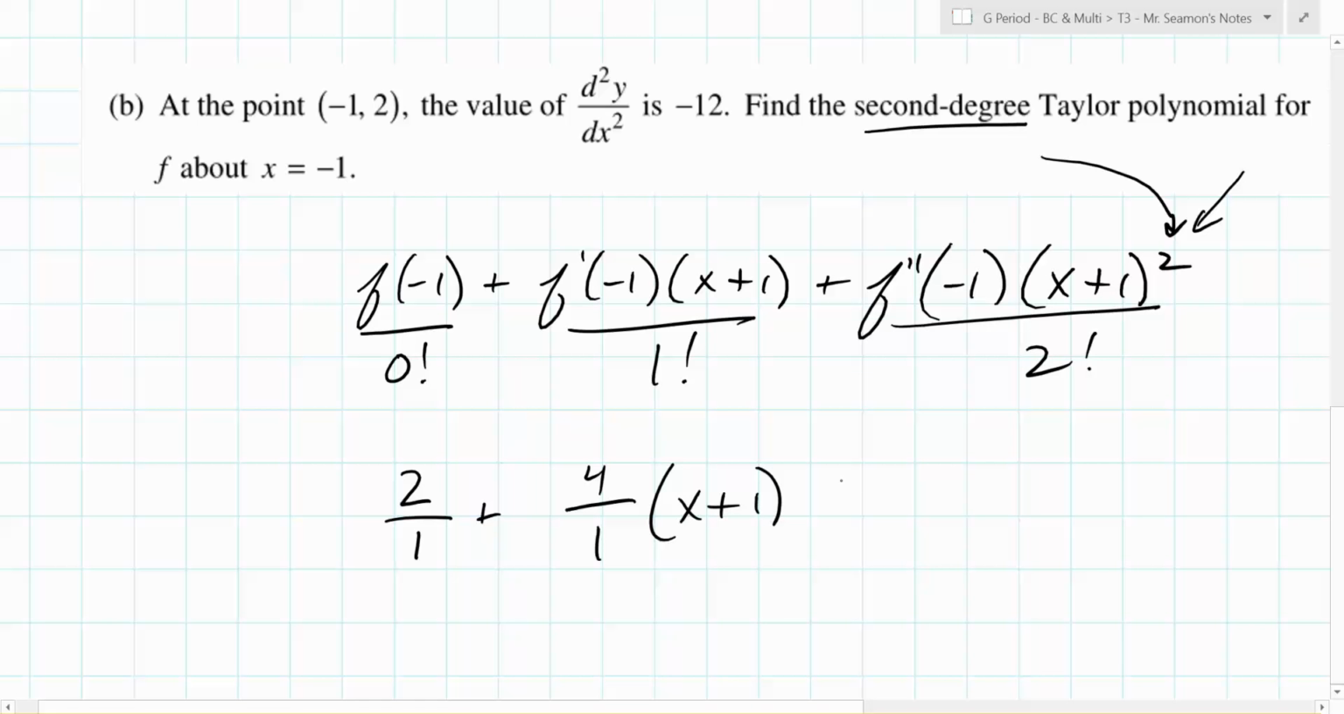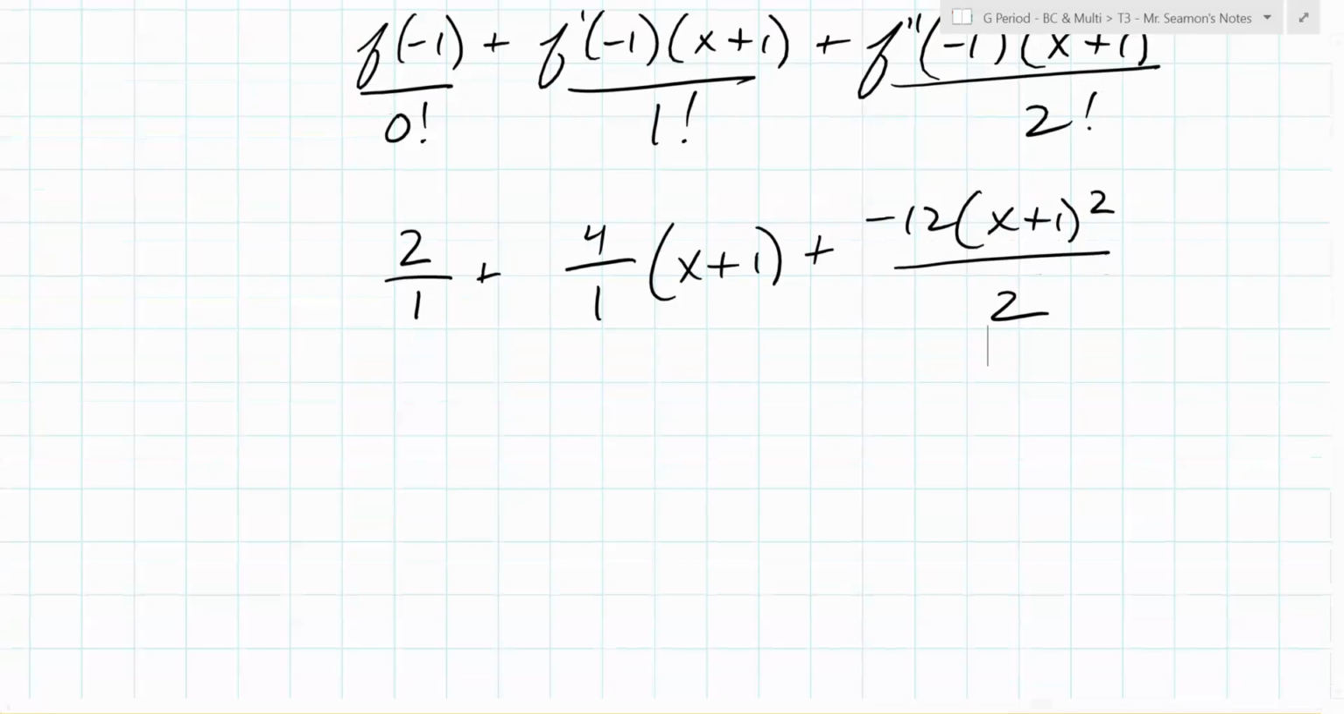Why is it plus 1 instead of minus 1? Because it's x minus the negative. Plus, and then hey, look at that, they told you, negative 12 times x plus 1 squared all over 2. They don't want you to multiply this out, but you could write it as this if you wanted to.